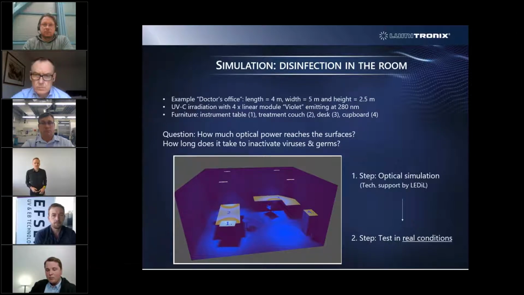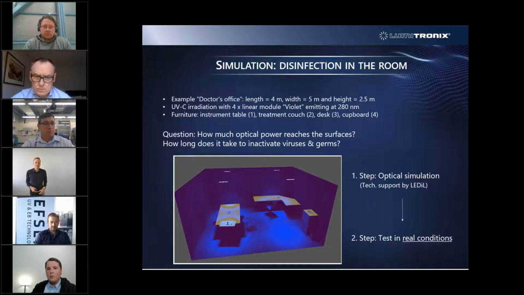And we didn't even put a desktop PC, a laptop, books, plants, or whatever on the surfaces yet. It's just the plain surfaces, but still we have shadow, and this is always bad because when there's shadow, no disinfection can happen. And you can also see that some of the surfaces are not as well covered by the UV light as others. So the question was, how much optical power actually reaches the surface and how long does it take to inactivate viruses and germs?